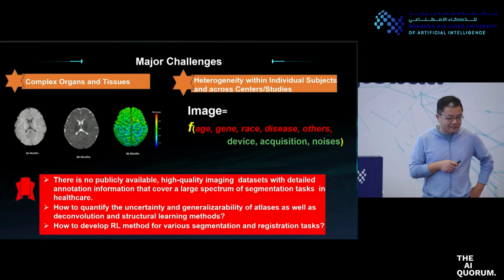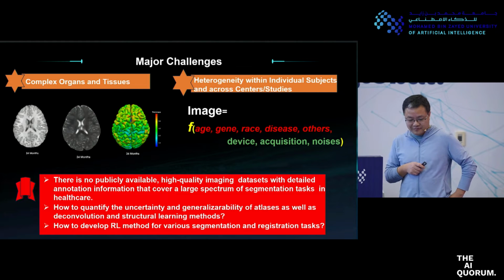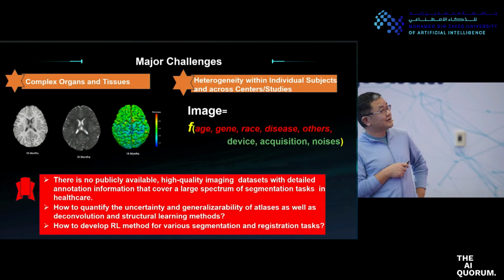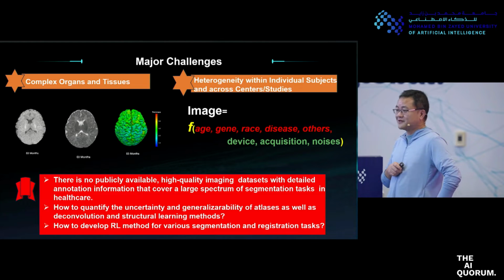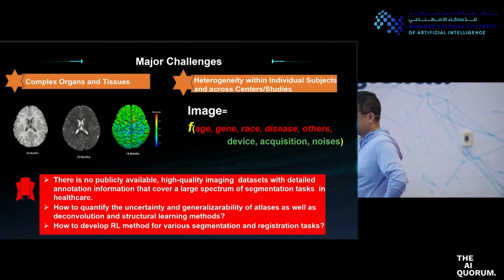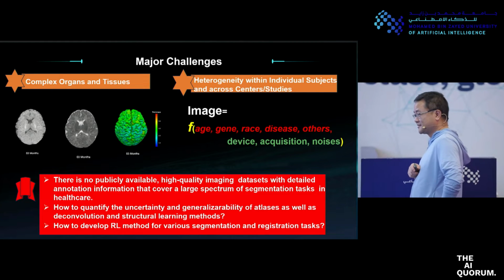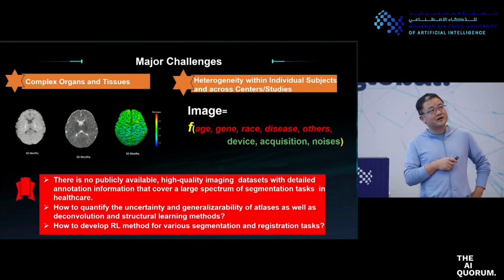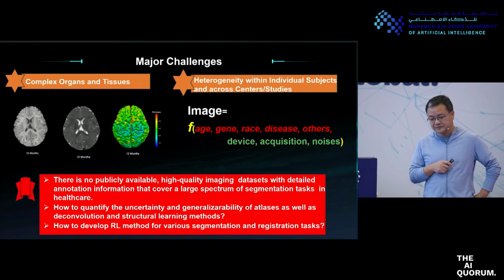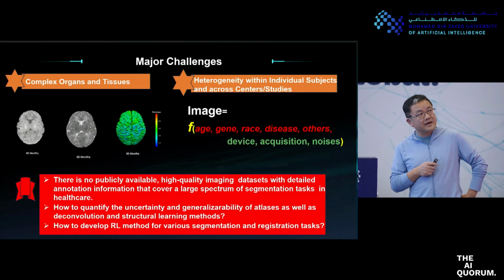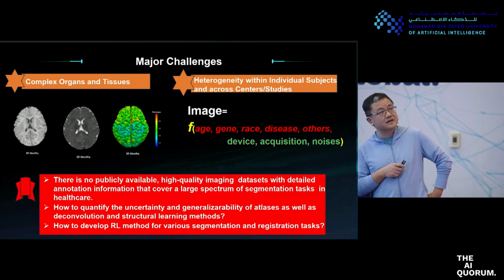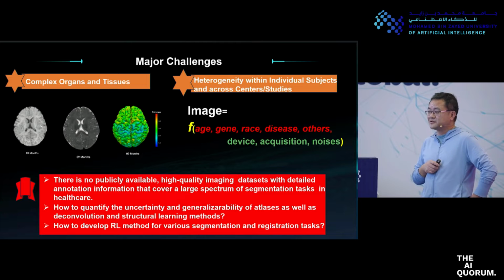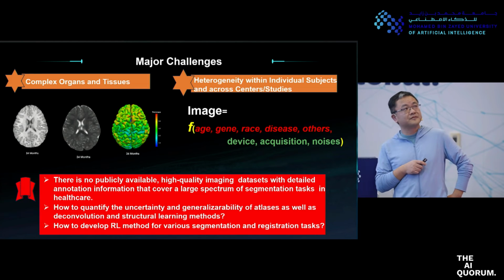And if you ask me what the two most important challenges are, I can tell you, the first one is we don't really understand all the organs and the tissues that much in many complicated cases, okay? And I think that's the most difficult part. The second part, from a technology perspective, is the major heterogeneities within individual subjects and across centers and studies. Okay, that's basically the two major challenges from the technical side.